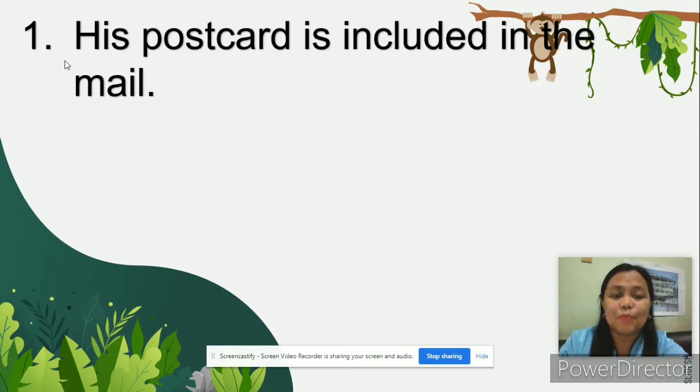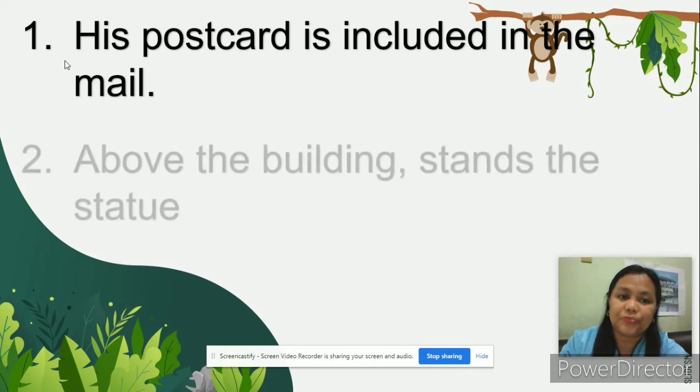Number one, his postcard is included in the mail. What kind of sentence is this? Is this natural order or inverted order? What do you think is the answer? Number one is natural order. Why? Because the subject comes first. And where's the subject? Postcard. And the verb is is. So that is natural order.